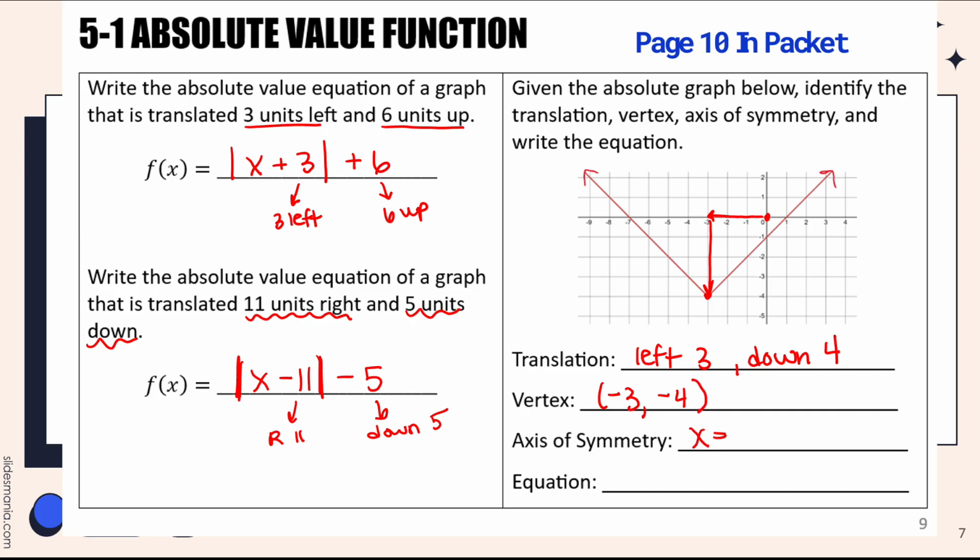Our axis of symmetry, that line that goes down the middle of the graph, is always the same as our x value, x equals -3. And so the equation of this, using the same logic we used in the last problems, would be |x + 3| - 4.